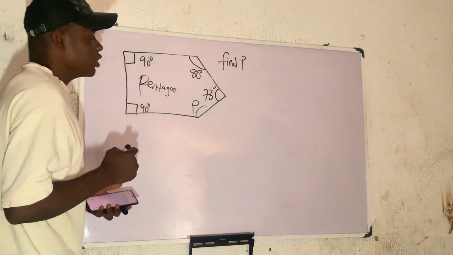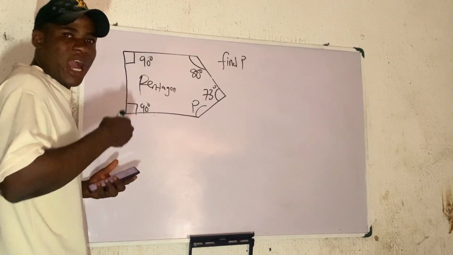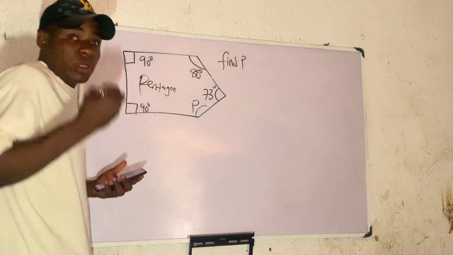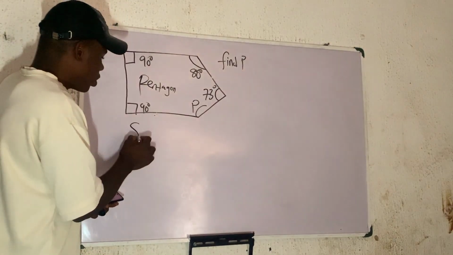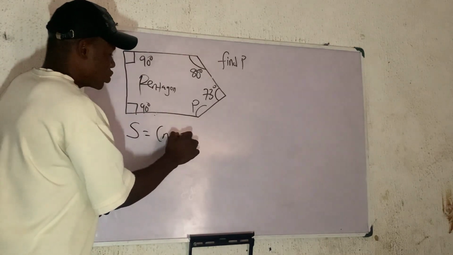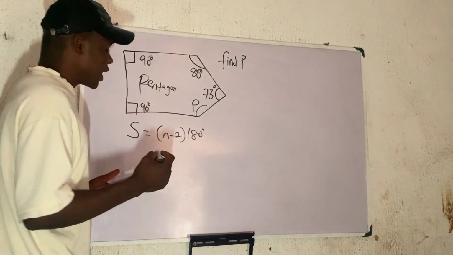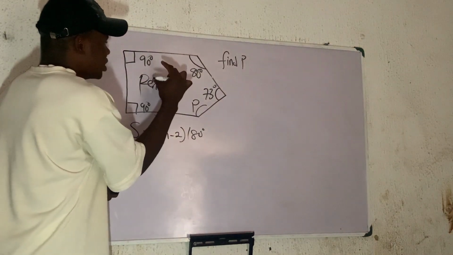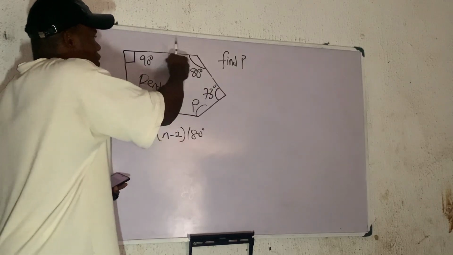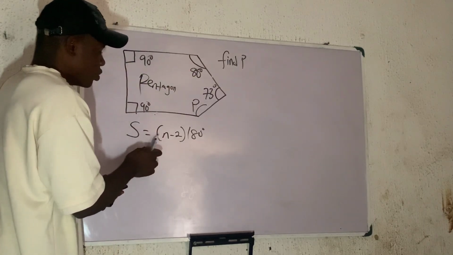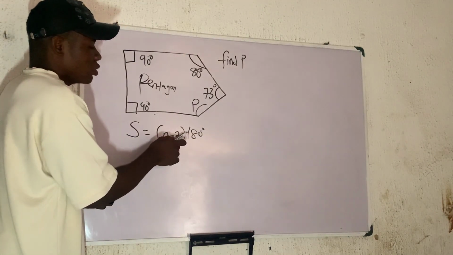Now for me to find the value of P, I should remember the formula for the sum of interior angles of a polygon. The sum of interior angles of a polygon is equal to n minus 2 times 180 degrees, where n is the number of sides. This shape is a pentagon, so I just do 5 minus 2 times 180.